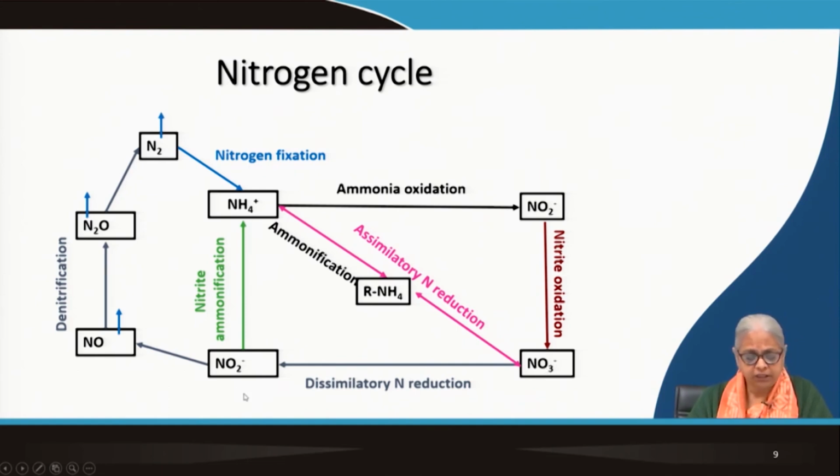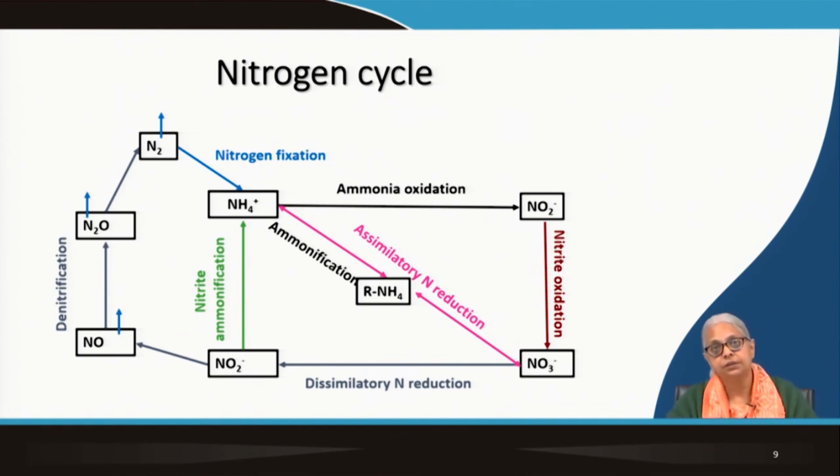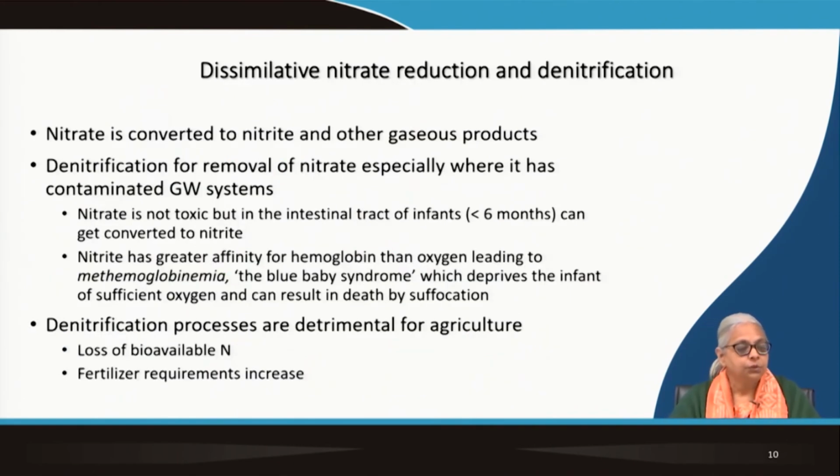So we have nitrate going to nitrite and back to ammonia. This nitrite can also be converted under anaerobic conditions to nitrogen oxide, dinitrogen oxide, and inert nitrogen gas, and all these are gaseous end products which go back into the atmosphere, and that's why it's called dissimilatory nitrogen reduction. So nitrate in this case is converted to nitrite and other gaseous products.